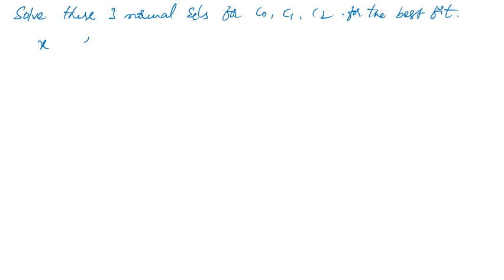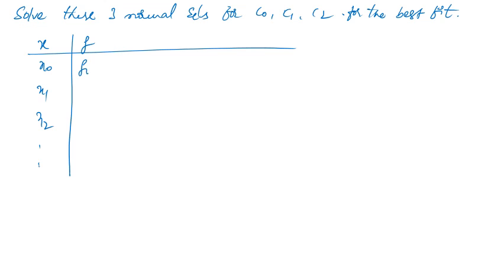If tabular values are given to you, x is x0, x1, x2 and so on, f0, f1, f2 and so on. What are the required values in the three normal equations? x square is required, x cube is required, x power 4 is required. Next, x into f value is required, x square into f value is required, all these values are required.